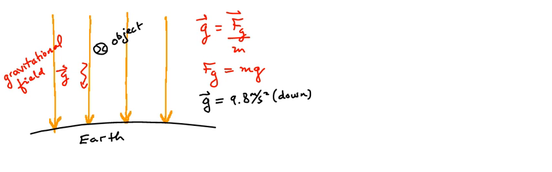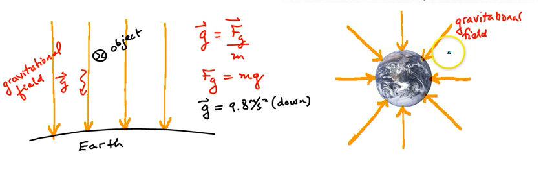But in reality, if you were to look at the Earth from outer space, the field lines are not constant. Here you can see that the gravitational field lines are all pointing radially inwards. You'll notice that the field lines are closer together near the surface of the Earth, which indicates a stronger field. And as you move away from the Earth, the field lines are further apart, which indicates that the field strength is weaker.